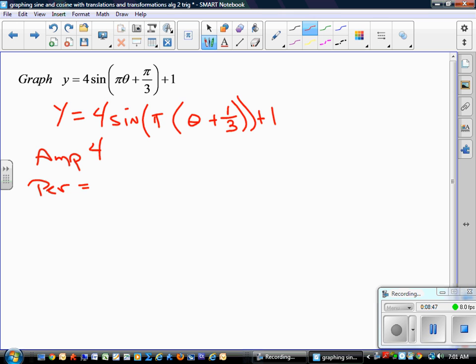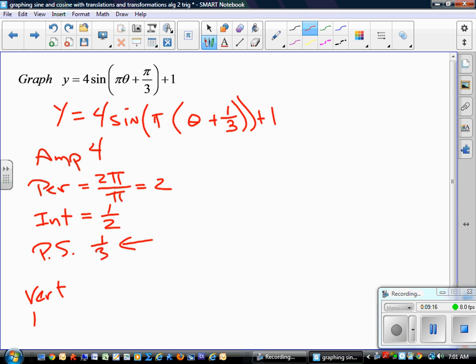which is equal to 2 pi over pi, or 2. We've got an interval equal to a half, because that's 2 divided by 4. We've got a phase shift of 1/3 moving to the left. And now we've got a vertical translation of 1. So that's going to move that midline. All right, so we'll go through and do all this now.